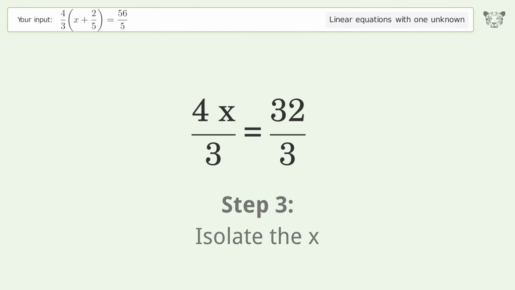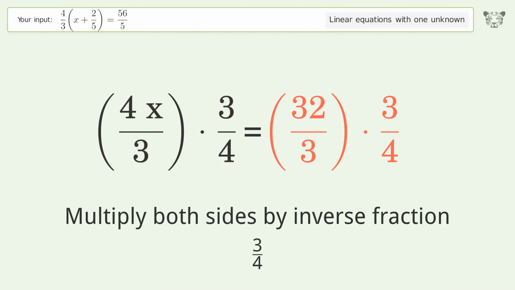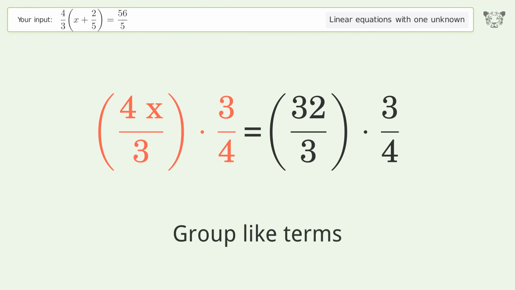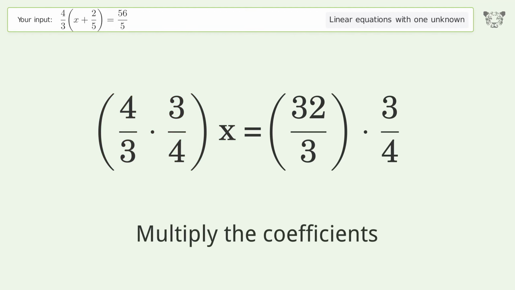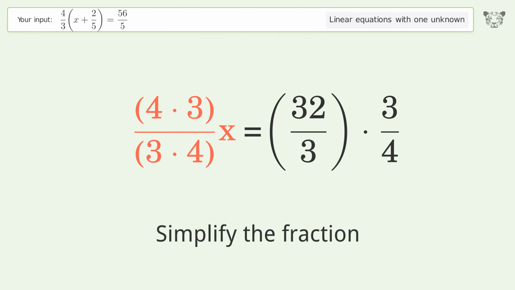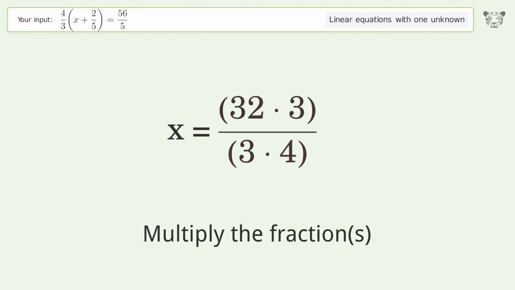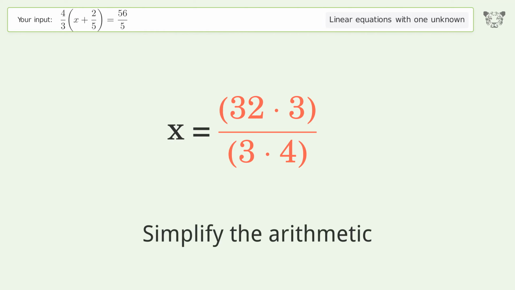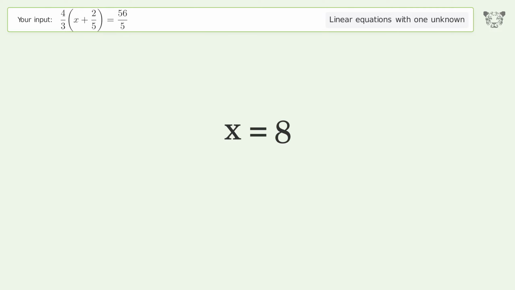Isolate the x. Multiply both sides by inverse fraction 3/4. Group like terms. Multiply the coefficients. Simplify the fraction. Multiply the fractions. Simplify the arithmetic. And so the final result is x equals 8.